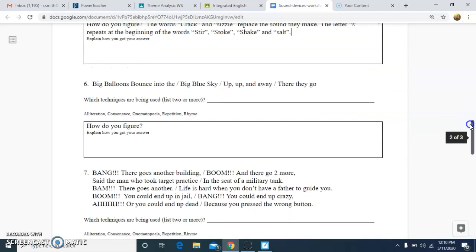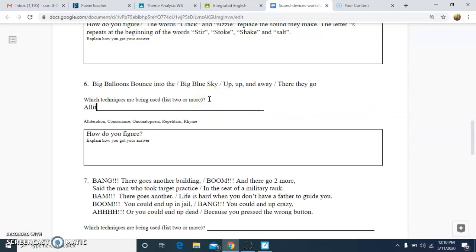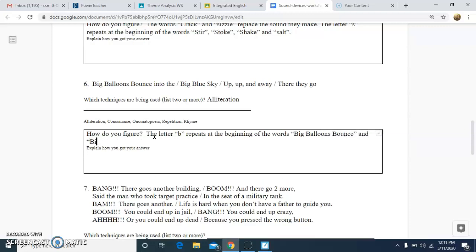Okay. All right. Big balloons bounce into the big blue sky, up, up, and away. There they go. All right. So we would, first of all, hopefully see alliteration. Okay. And again, if we go back and explain how that works, right? The letter B repeats at the beginning of, I don't have to write every single one of them, but we could put big, right? In this case, use an entire phrase from one of the lines, and I'm going to include big and blue. All right, and again, that just shows me where these words are repeating.